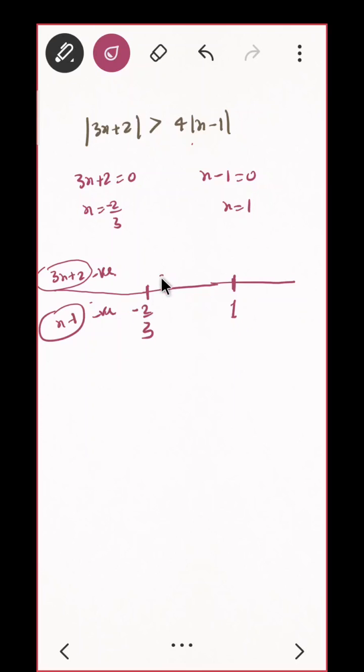What about this region? Here, what can you say about 3x plus 2? 3x plus 2 is to the right of minus 2 by 3. Correct? So this guy will be positive. And what about x minus 1? It is again to the left of 1, so it will again be negative. And here, this is the right-hand side of both, so this is also positive, this is also positive. Do you agree, everyone?